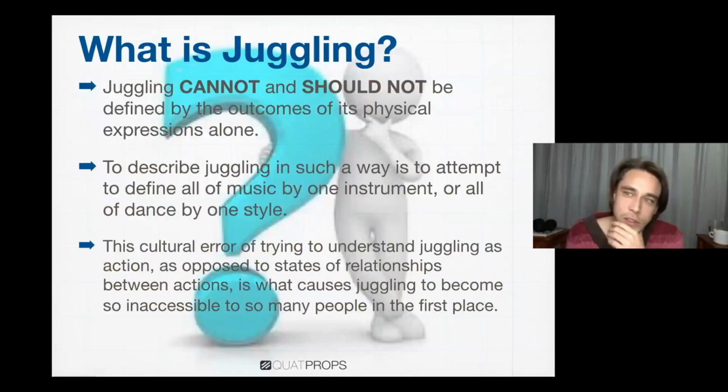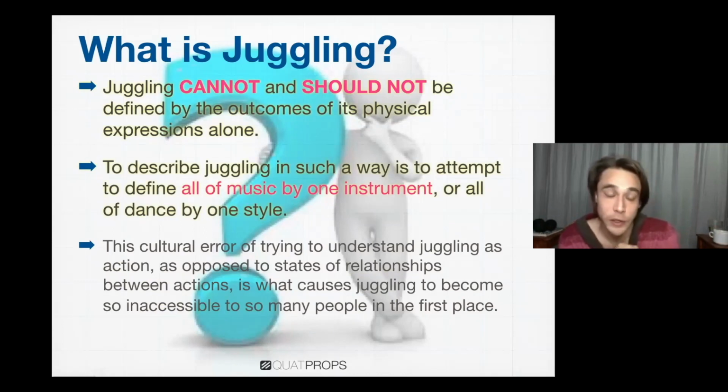So to conclude, this misunderstanding, or what we got wrong from the start here, is that juggling cannot and should not be defined by the outcomes of its physical expressions alone. To describe juggling in such a way is to attempt to define all of music by one instrument or all of dance by one style. We don't do this with music. Why do we do it with juggling? I don't know. But the second you try to define anything by its action, you automatically alienate somebody.